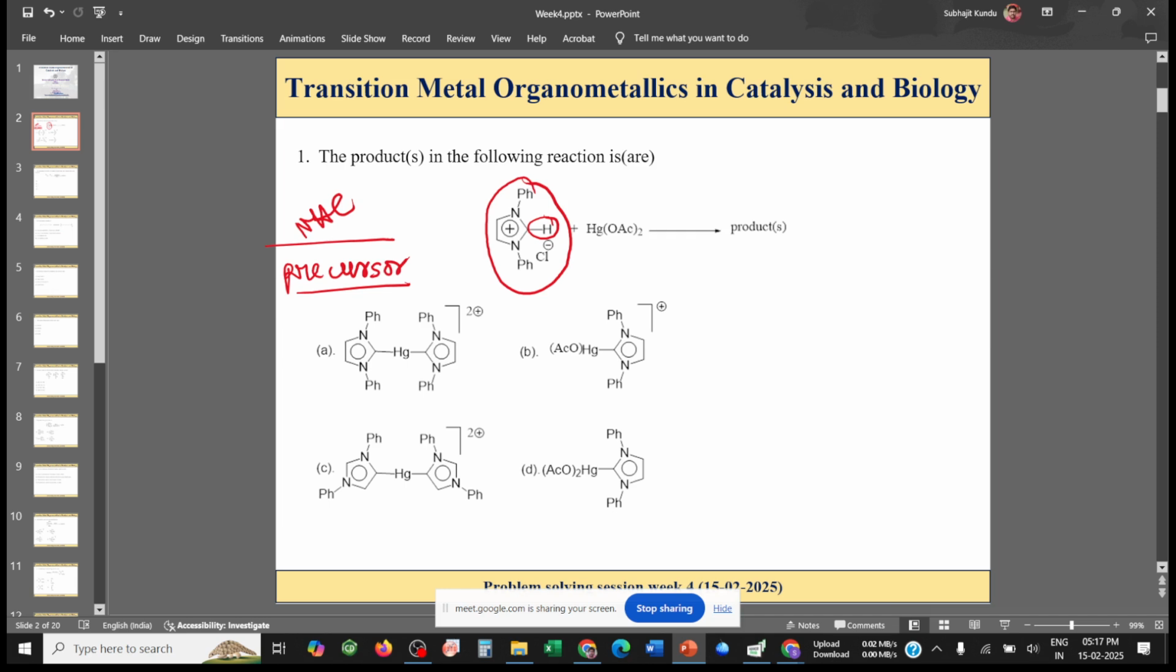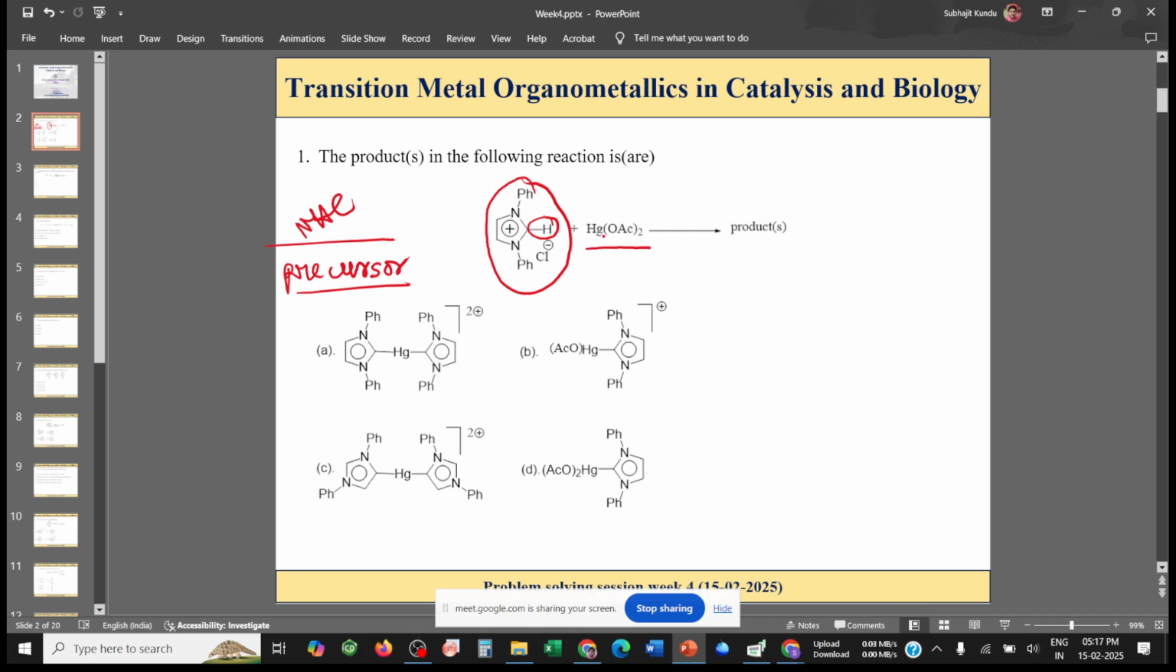it will form the corresponding carbene complexes. Now we have the mercury acetate. In all these systems, acetate generally acts as a non-coordinating ligand. So here also, normally it acts as a, or the O minus in the acetate ion may also act as a coordinating ligand.